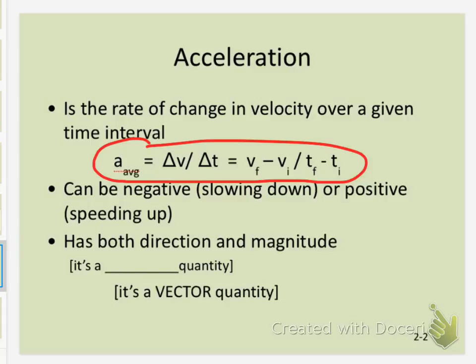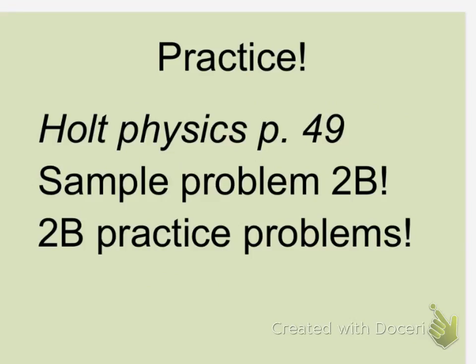Acceleration has both direction and magnitude. It is a vector quantity. It's meaningless without the direction, some sort of heading. So whether that direction is forward, backward, north, south, east, west, we do sometimes use sign as a proxy for direction, and that's fine. Acceleration is a vector. If you look in your Holt physics on page 49, we're going to walk through sample problem 2b together, and then all the 2b practice problems will be assigned.